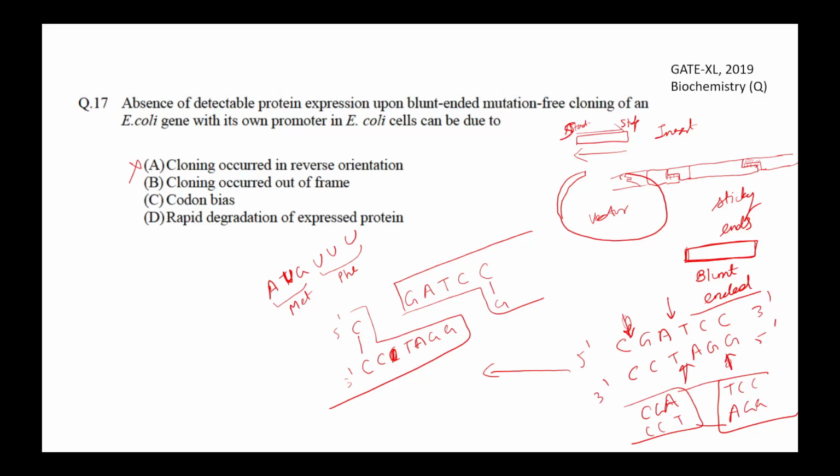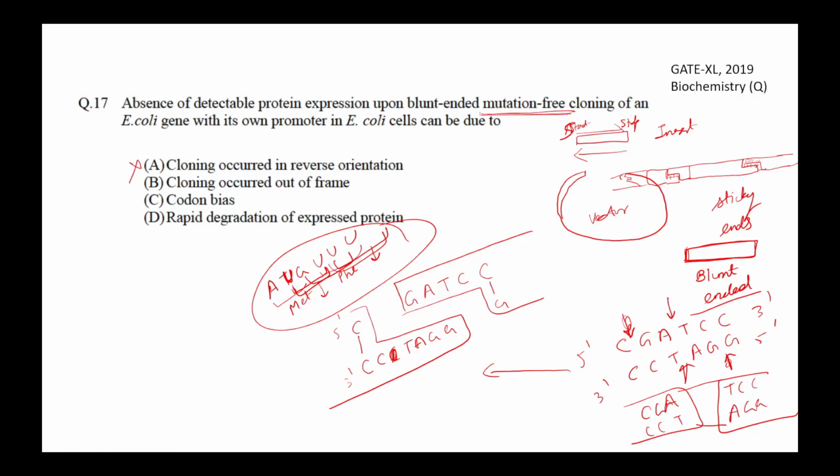If the cloning has occurred out of the frame, then what happens? If it starts from the second one, then some other amino acid will be produced. But the protein will still be expressed. Even though it is out of the frame, there is a possibility that it may not express, but they have said that it is a mutation-free cloning. That means the out-of-frame possibility is gone.